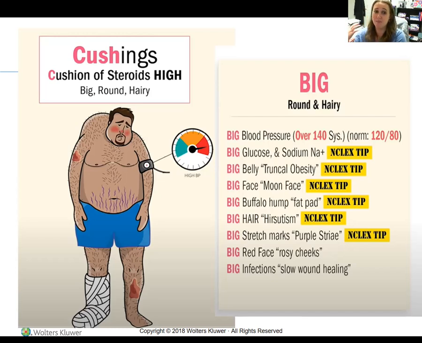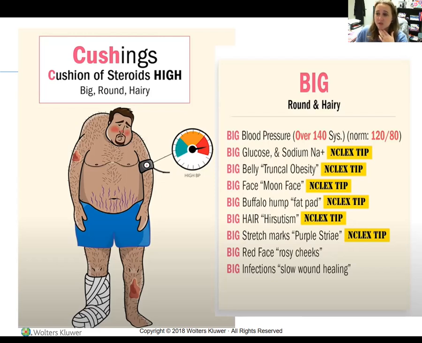So a big buffalo hump, or that big fat pad, you can see on the back of this person, a raised buffalo hump fat pad. Big hair, also known by the medical term hirsutism. So you could think hirsutism, hairy suit. They're going to have lots of hair, and in females, they're going to have hair in places where they don't normally have hair, like facial hair.